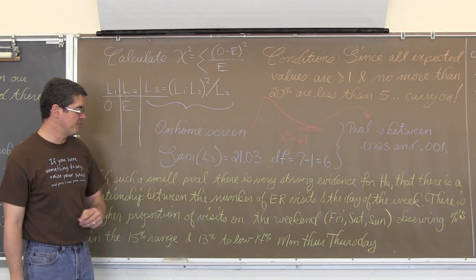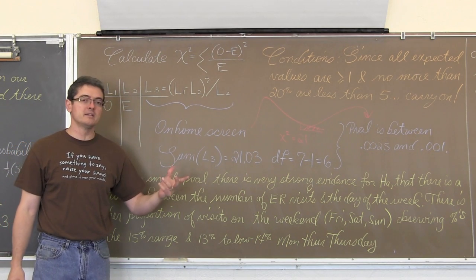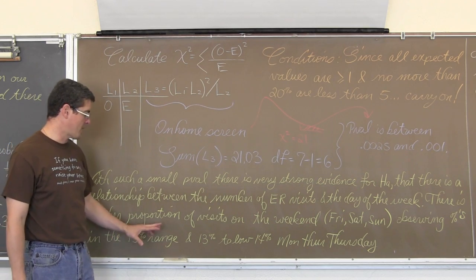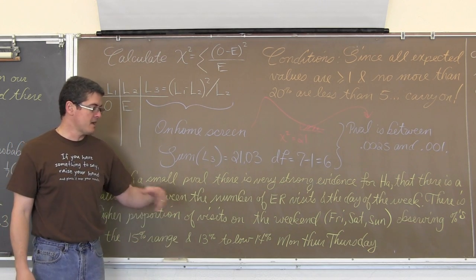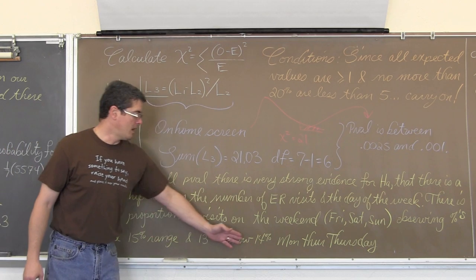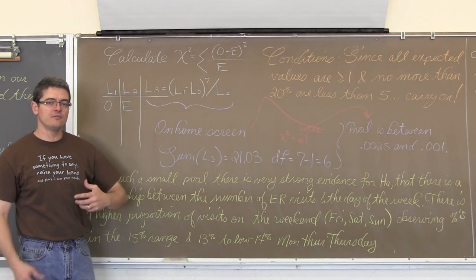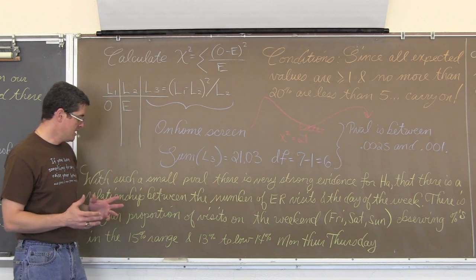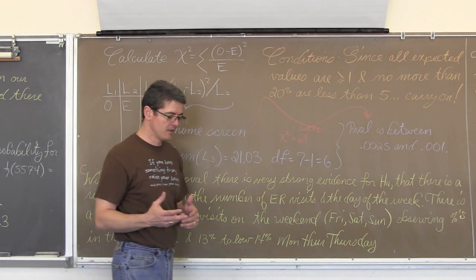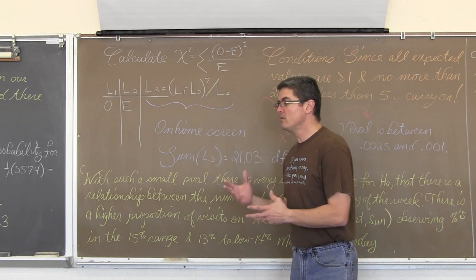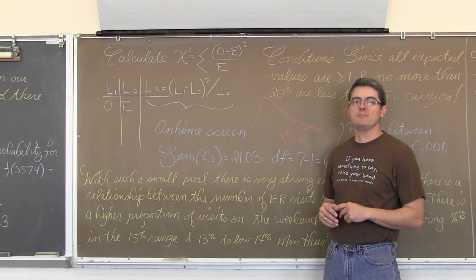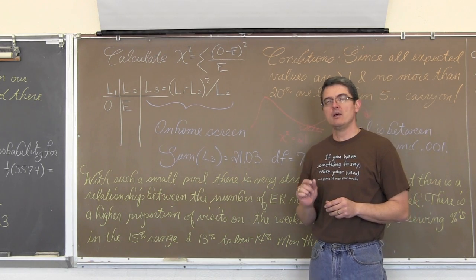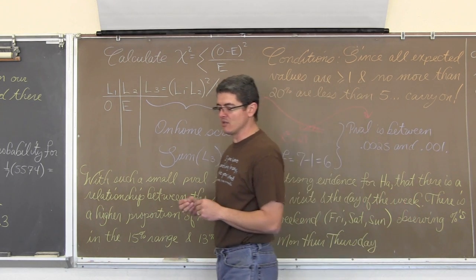There's a higher proportion of visits on weekend days, which I'm labeling as Friday, Saturday, and Sunday, observing percents in the range of around 15%, whereas the other days, Monday through Thursday, have proportions of ER visits somewhere between 13 and the low 14% range. So I'm using those observed proportions to then describe what relationship I see after I've determined with my very small p-value that there is evidence of that association.